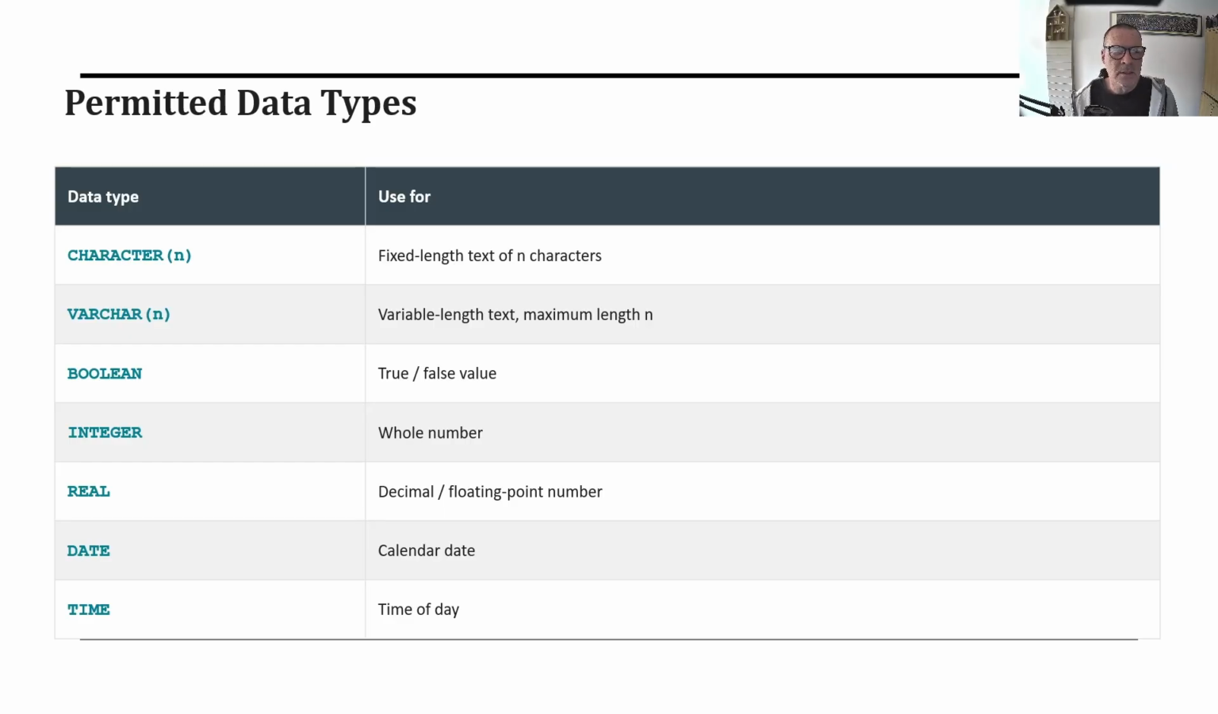These are the data types we have, at least for CIE, which is char, a fixed length text of n characters, varchar, a variable length piece of text, maximum length of n, boolean, which is just true or false, integer is a whole number, real is a floating point number, and then we have date, which is calendar dates, and time, which is time of the day.